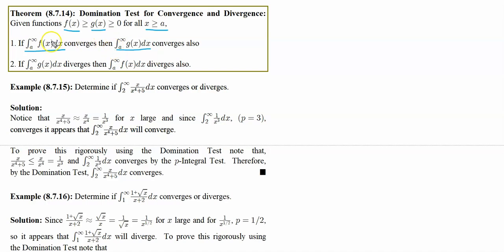Now that should make sense if you think about the graphs of f and g. The graph of g is going to lie below the graph of f, and so if this integral exists, certainly this one will also. Now the second part of this test states that if the improper integral from a to infinity of g of x diverges, then the improper integral from a to infinity of f of x must diverge as well. Now let's take a look at a little graphic illustrating why these two statements are true.